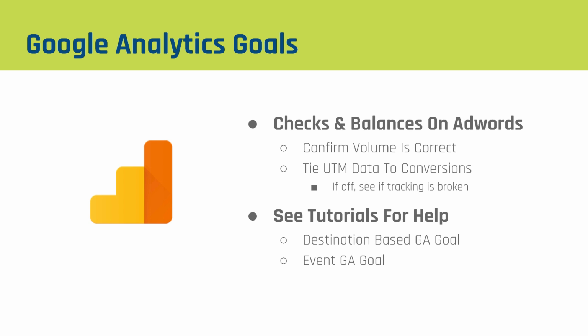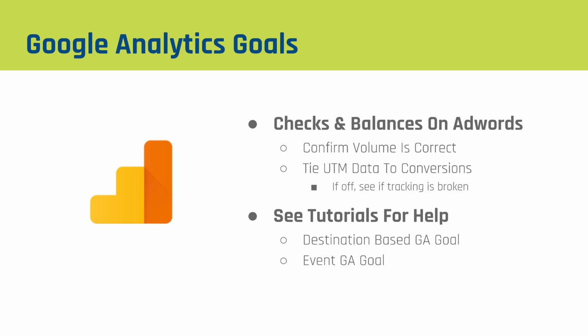So opting in, buying a product, whatever that is, I go through and create either a destination goal if we've got an actual thank you page, or if it's something that's not as trackable as that, I use an event goal that I pass into GA and then turn it into an actual goal. And so, what's really important here is in the end, we want to be able to tie our UTM data to our conversions and see if it's off, that the tracking is broken somewhere.